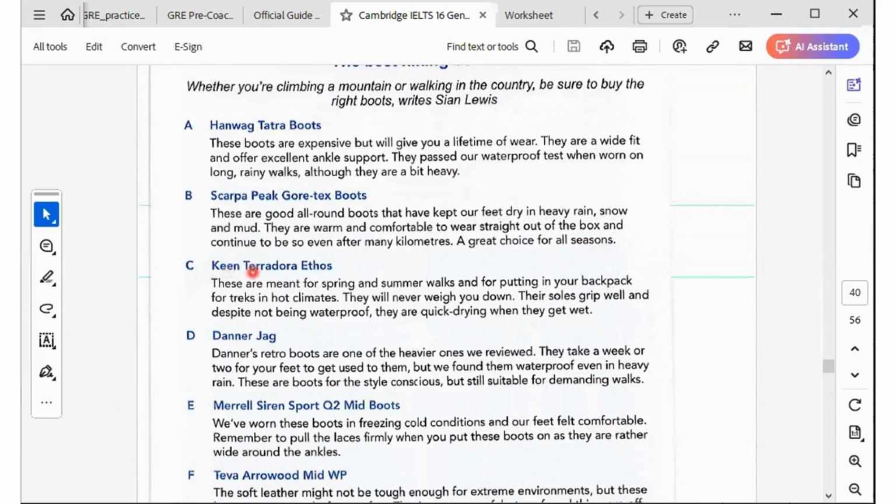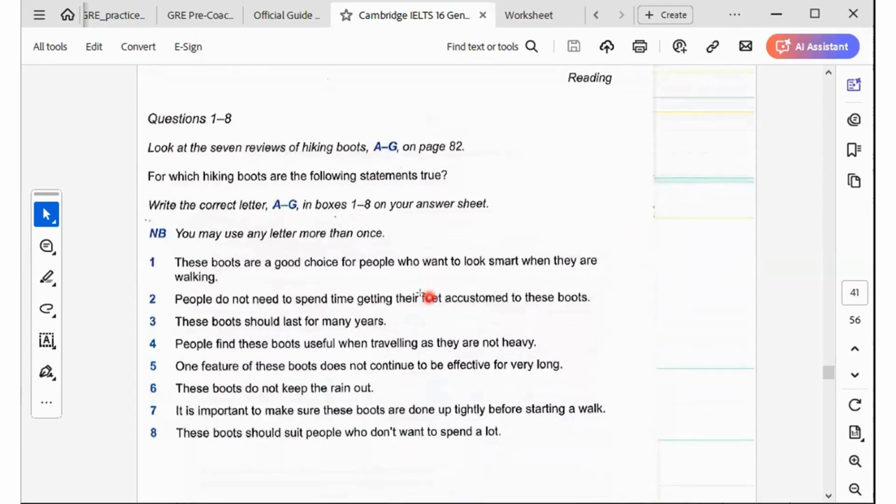Paragraph C now. King Tedradora ethos. These are meant for spring and summer walks and for putting in your backpack for treks in hot climates. They will never weigh you down. What does that mean? It means that they are not heavy. They will never weigh you down. It means that they are not heavy. They are not heavy. Look at it. There's one about a boot that is not heavy.